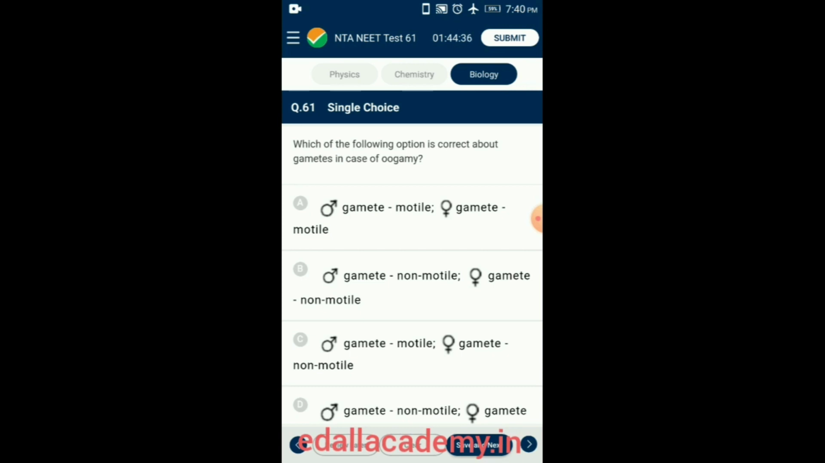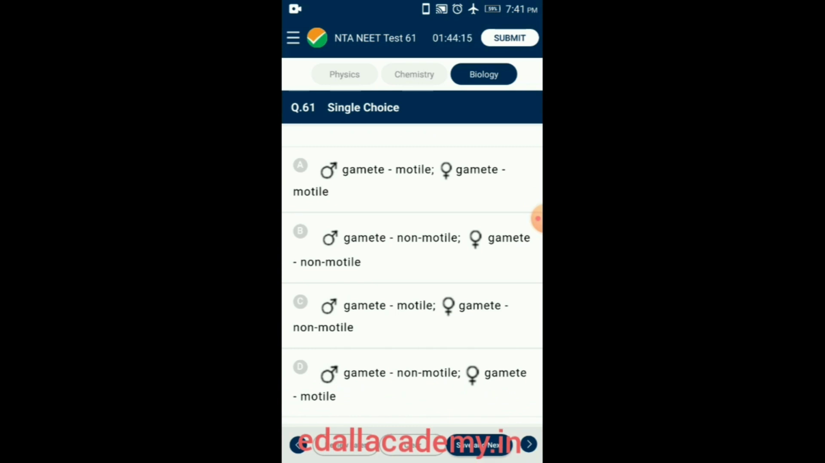Question number 61. Which of the following options is correct about gametes in case of oogamy? Fusion between one large non-motile static, that is female gamete, and a smaller motile male gamete is termed as oogamous. Example, Volvox, Fucus. So the correct option is option C. Male gamete motile, female gamete is non-motile.